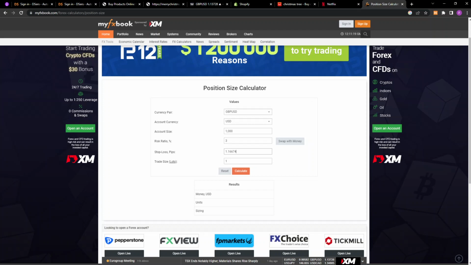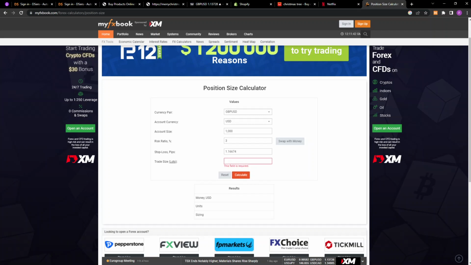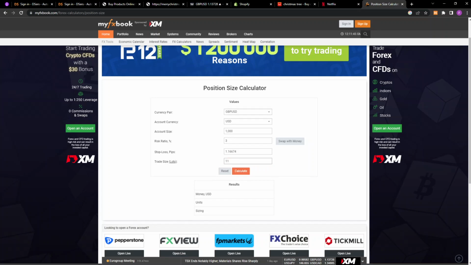So you're going to put your lot size. What lot size have you used? Let's say we use one lot. Now this is what we're going to be risking. Let's say we're risking one lot. We're going to be risking $30.